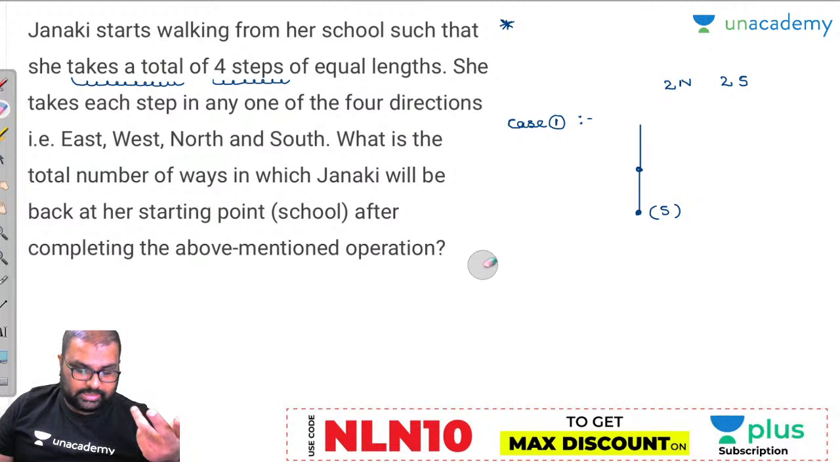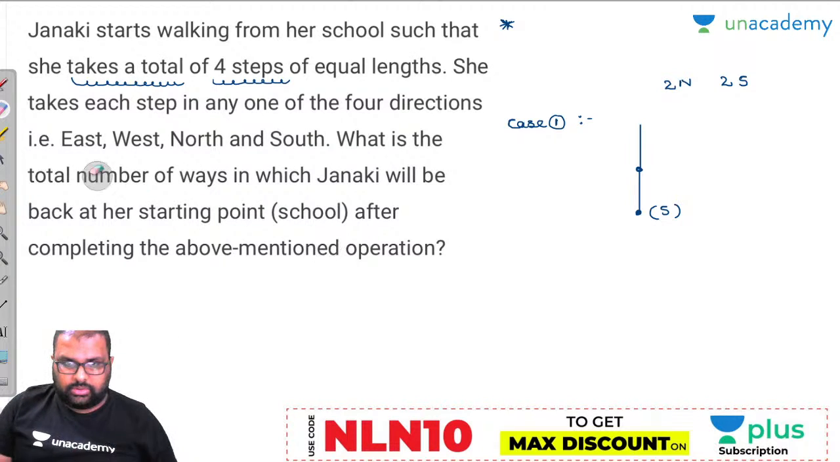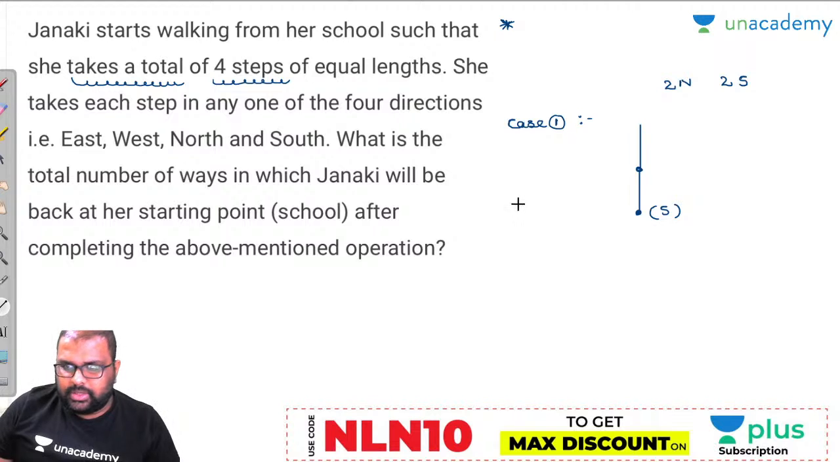The same thing happens, right? Go to north, come back. So the third case will be like this. This is the starting point, south, and again back north, and again back north. In this way you have to write down all the ways. If I write down all the ways, that will be very time consuming.